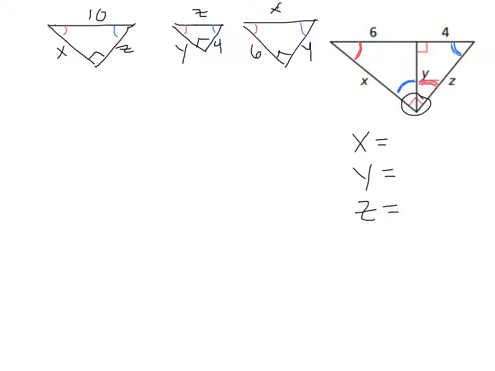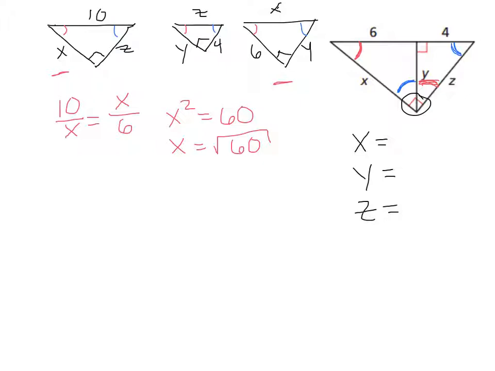If I'm looking at this, I see that x shows up in the first triangle and the last triangle, so that's what I'm going to use. From the first triangle, I can see that 10 over x is the same as x over 6. Using cross products, I get x times x, which is x squared, equals 10 times 6, which is 60. So now I can take the square root of that, and I get x equals the square root of 60, which can be simplified to 2 square root of 15, or if you're wanting the decimal approximation, you're going to get 7.75.